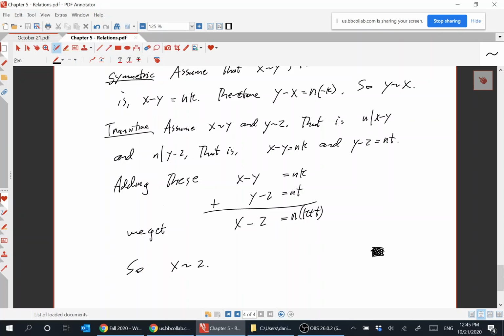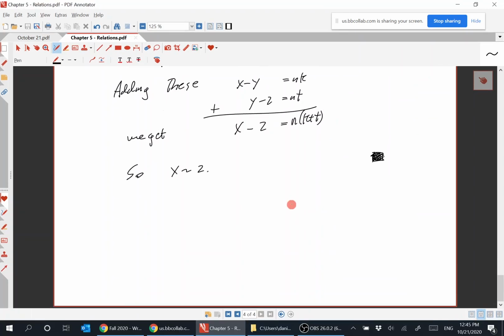I have a question. It seems like the properties of an equivalence relation would apply to all relations. Could you give an example of a relation that isn't transitive?